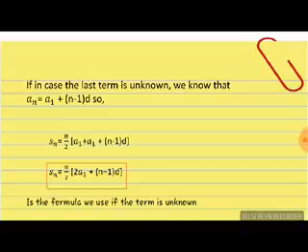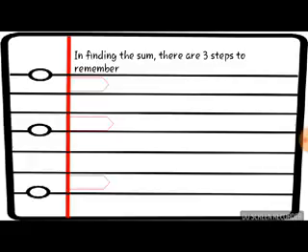So we know that to find the nth term, the formula is a sub n is equal to a sub 1 plus the quantity of n minus 1 times d. So we just simply substitute it into our first formula. So we will have s sub n is equal to n over 2 times a sub 1 plus a sub 1 plus the quantity of n minus 1 times d. So we now derive the second formula. This is the formula we use if the last term is unknown.